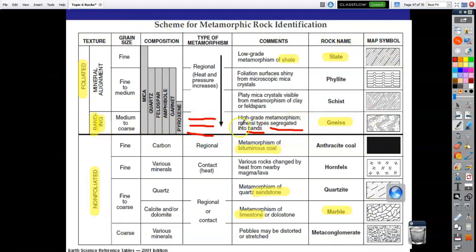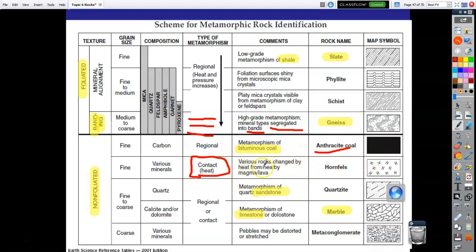Down on the bottom, you got your non-foliated rocks. These tend to form from, again, regional, which means plate tectonics, or something like a hornfels, which is just contact, which is heat. These guys don't have any kind of alignment. The crystals just get melted down and then they recrystallize. Anthracite coal, which I'll show you a picture of that. Anthracite coal came from the bituminous coal, which if you remember was sedimentary, but it has a much shinier look to it. Hornfels can come from all different types of rocks.